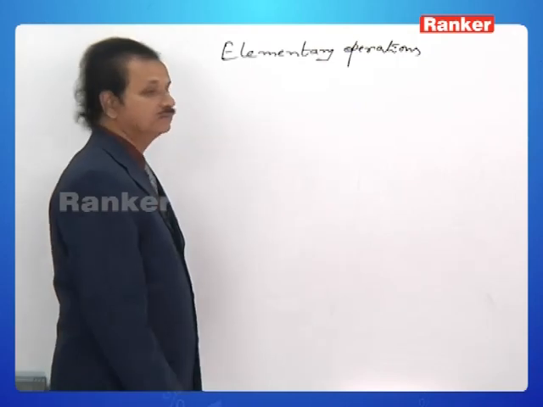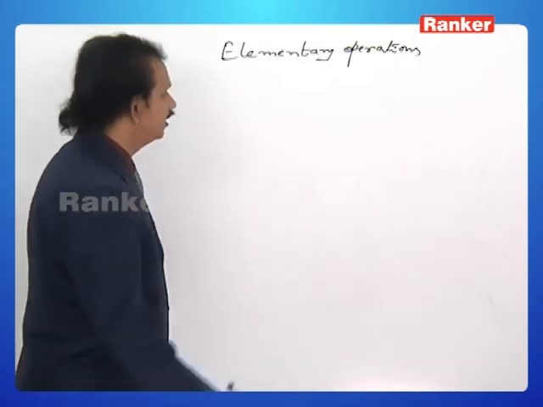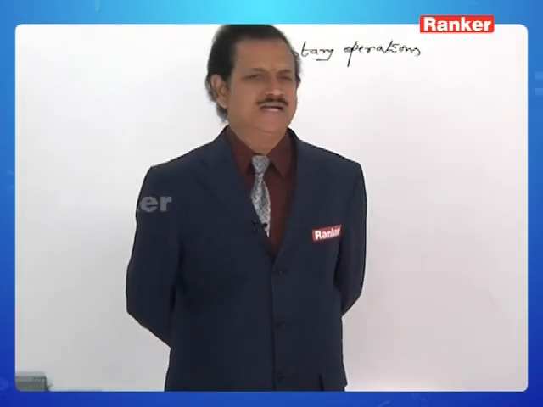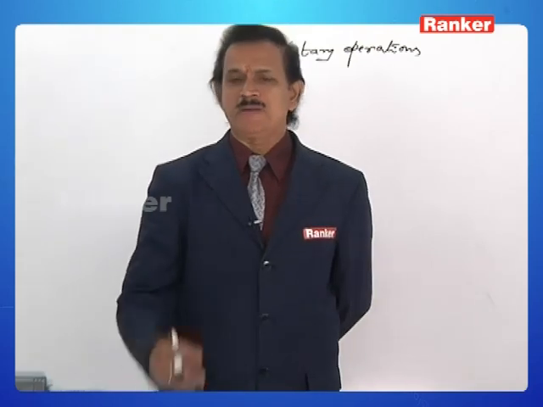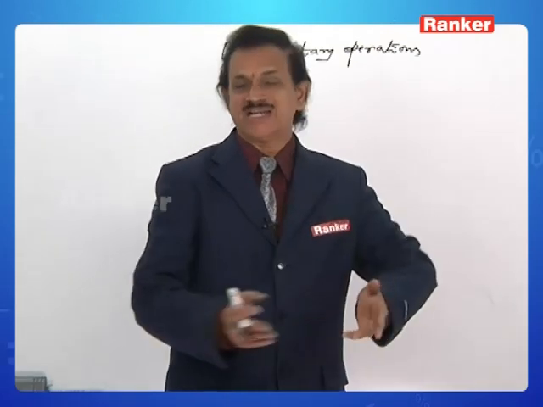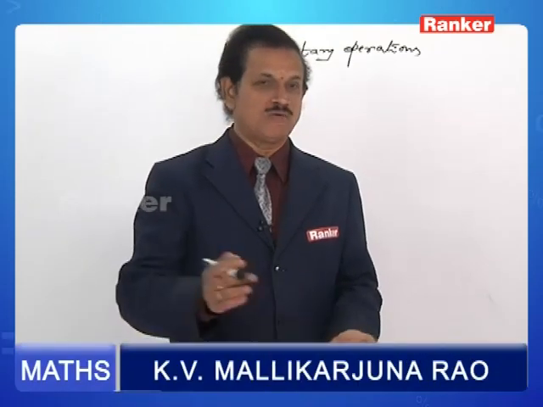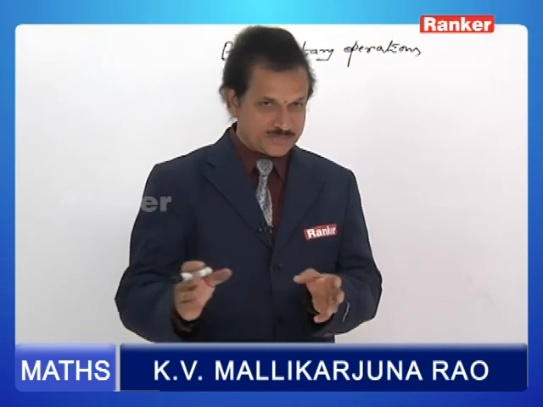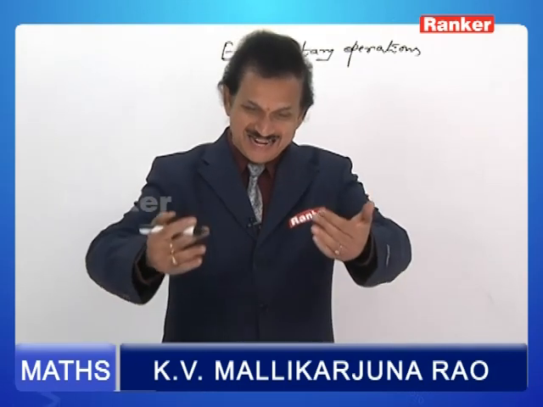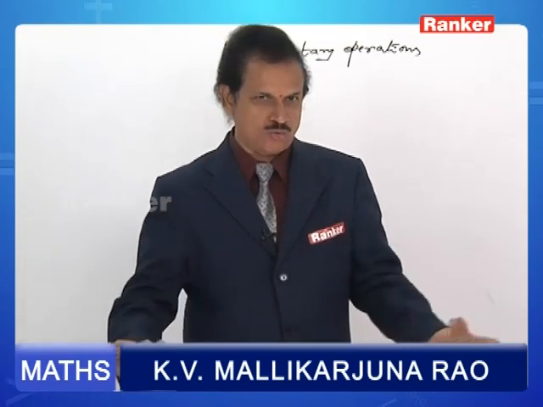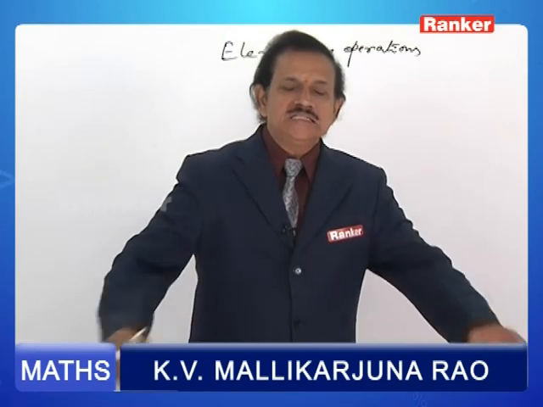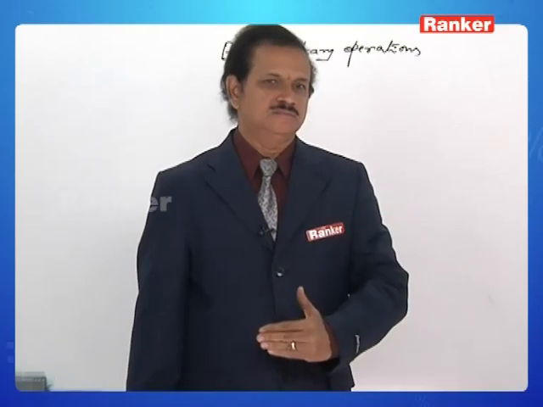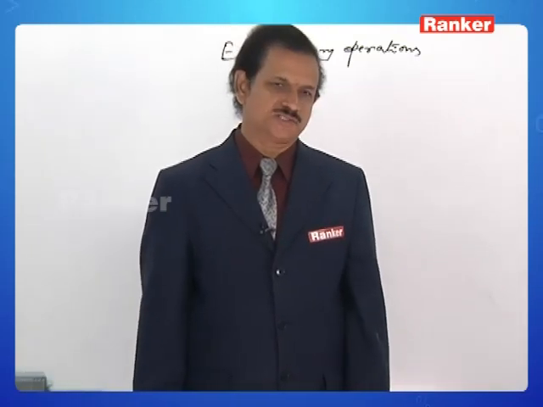Elementary operations. There are 3 types. First one, actually speaking, what do you mean by operations? If a matrix is given, according to one purpose or necessity, we may be transforming the rows or columns: multiplying a row with a particular constant, interchanging of rows, or multiplying a particular row with some constant k and adding those results to those of another row, like that.